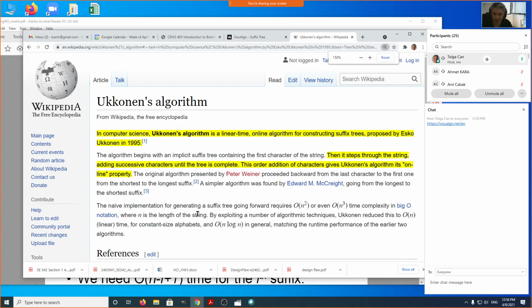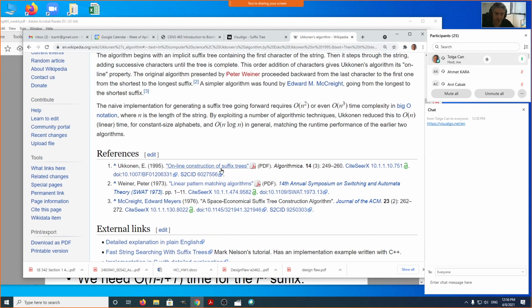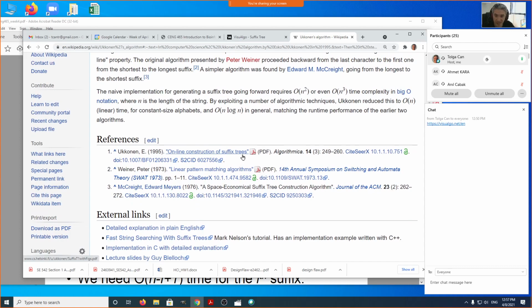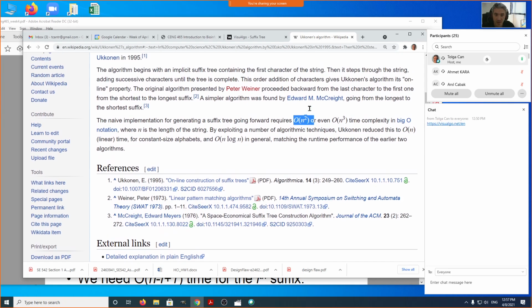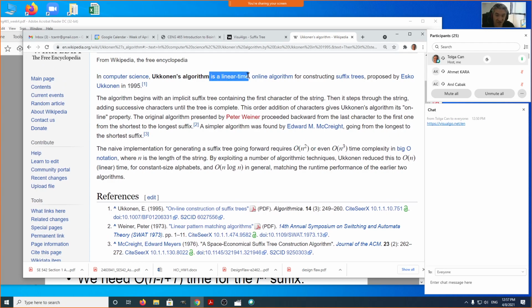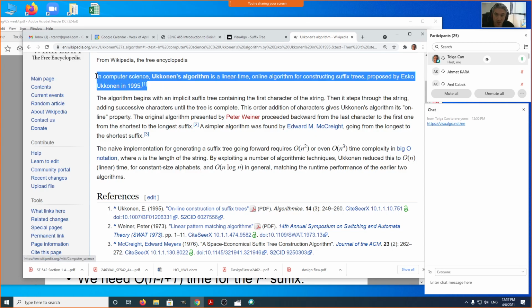Online construction of suffix trees means that if you have a very fast suffix tree construction algorithm which works in linear time, you can use it online, dynamically, as the string changes. The naive implementation is this one, O(n square). We don't have an O(n) time algorithm here. The one I described in class is an O(n square) time algorithm. Ukkonen's algorithm is a linear time algorithm proposed by Esko Ukkonen in 1995. So if you're interested in using suffix trees in your research, you can use this implementation by Ukkonen to get it in linear time.